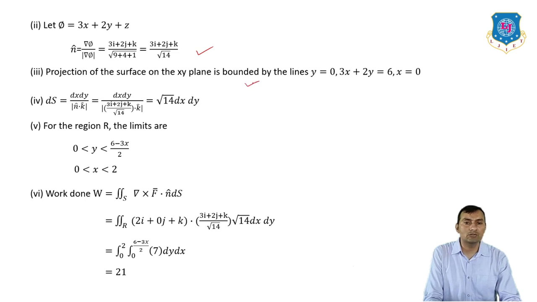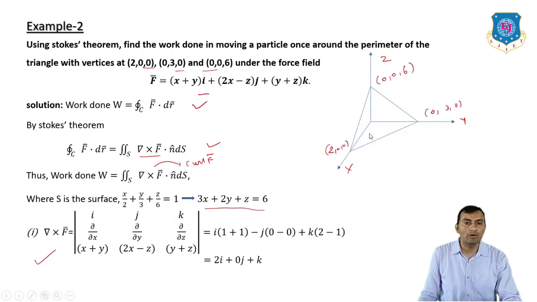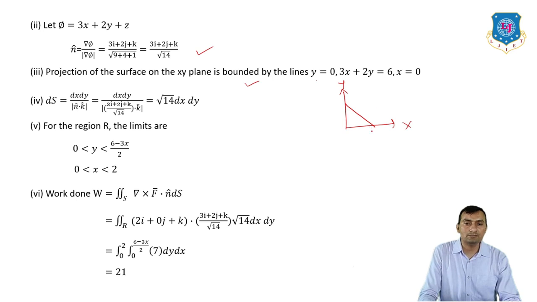Now take the projection on the xy plane. So the surface region will be bounded by the x-axis and the y-axis. Along the x-axis your point is 2, 0, and this is 0, 3. So this one line will be x divided by 2 plus y divided by 3 equal to 1. You can notice that this is 3x plus 2y equal to 6, which we have written over here. This is the line y equal to 0, and this is the line x equal to 0.